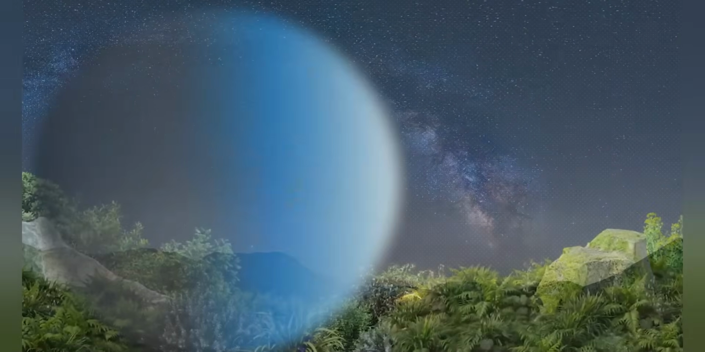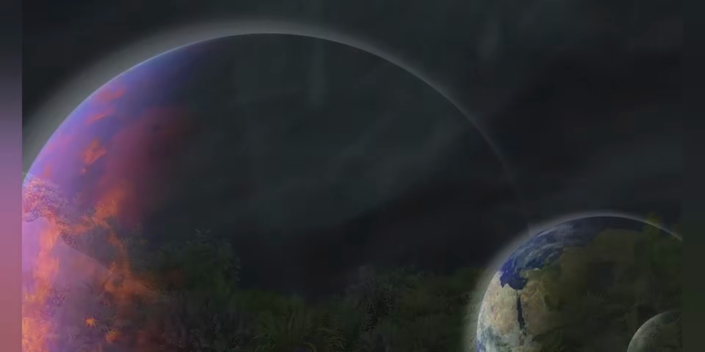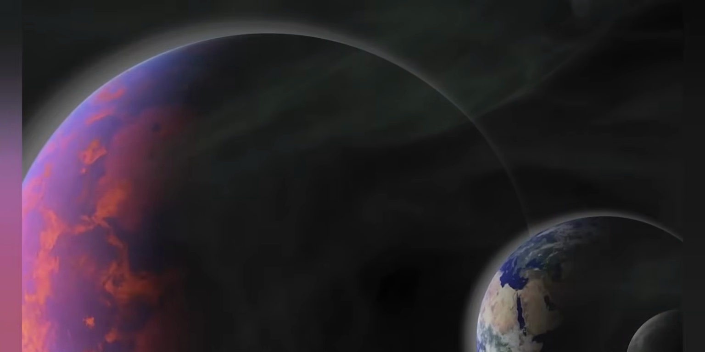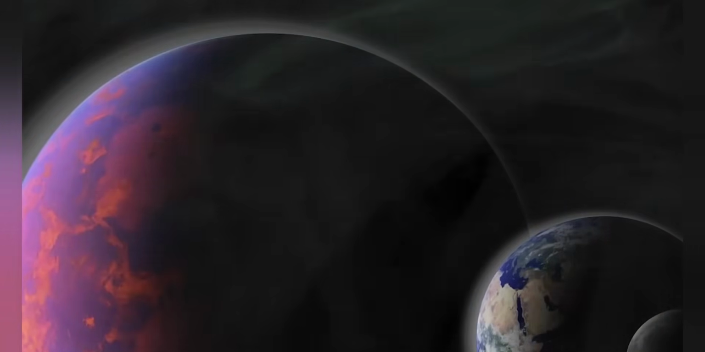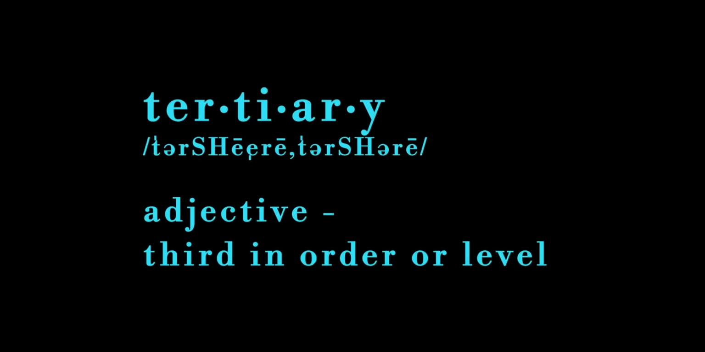What you're looking at on the left is Nemesis X. On the far right is our world, the world you know, the world of phenomena of sense and perception. It is the terrasphere. It's Earth. But during the 60-year convergence period, when Nemesis X is actually converging with the terrasphere, it creates what's known as a tertiary field. Tertiary means third field or level.